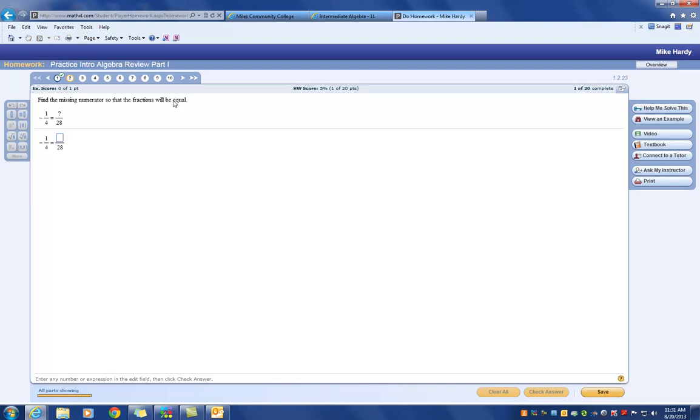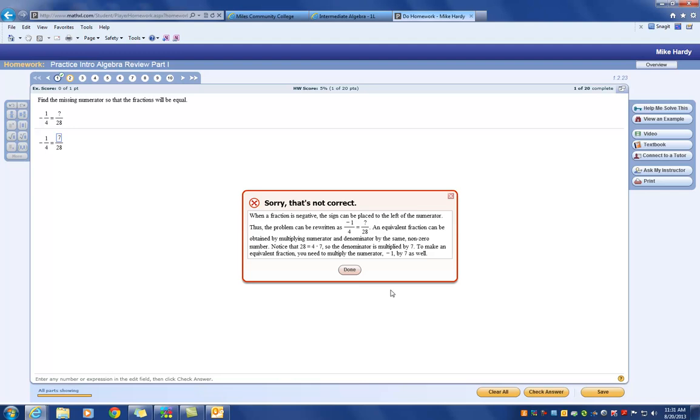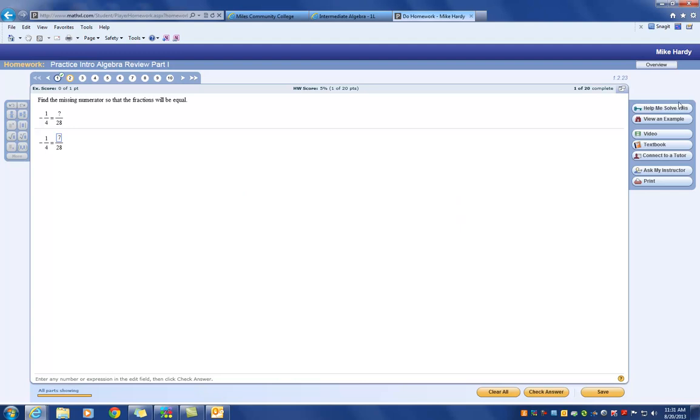Okay. Let's find the missing numerator. Well, I say the missing numerator is 7. And I check answer and I go, sorry, that's incorrect. Now there's two bits of help here. This is kind of cryptic. So you're saying, gosh, I still don't get it just by looking at this little bit of information here. Well, there's all sorts of helps on this problem. So let's go through the different types of helps that are available if you don't know a problem.